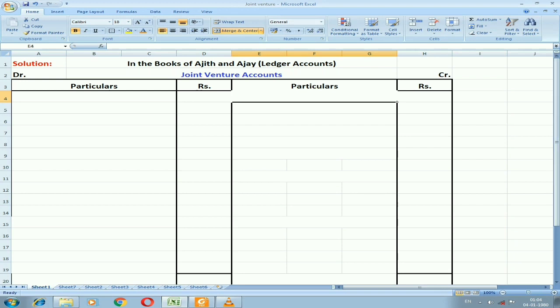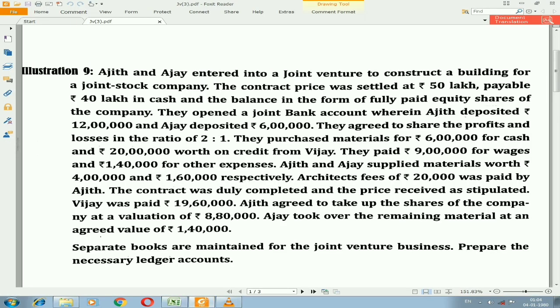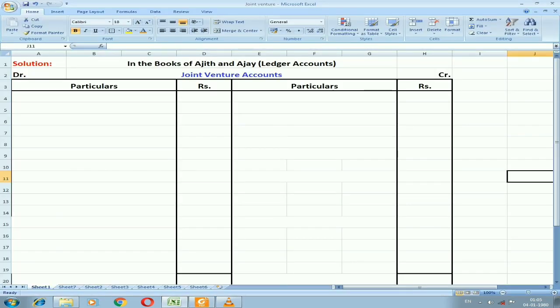The first account we are supposed to prepare is the joint venture account in the books of Ajit and Ajay, ledger accounts. On the joint venture account, we usually record expenditures on the debit side and incomes on the credit side. Let us start by taking each piece of information in the illustration. The contract price was settled at rupees 50 lakh, payable 40 lakh in cash, and the balance in the form of fully paid equity shares of the company. So we have 50 lakh of contract price, of which 40 lakh is paid in cash and the balance of 10 lakh is paid in equity shares. Those two we are supposed to record. It is an income for the joint venture, so we record it on the credit side.